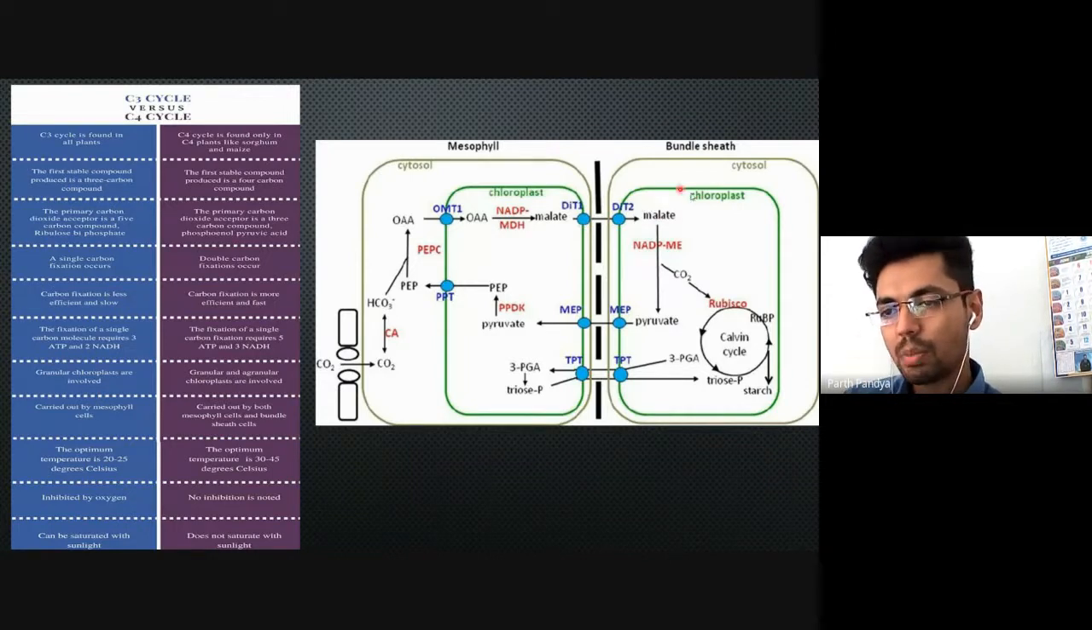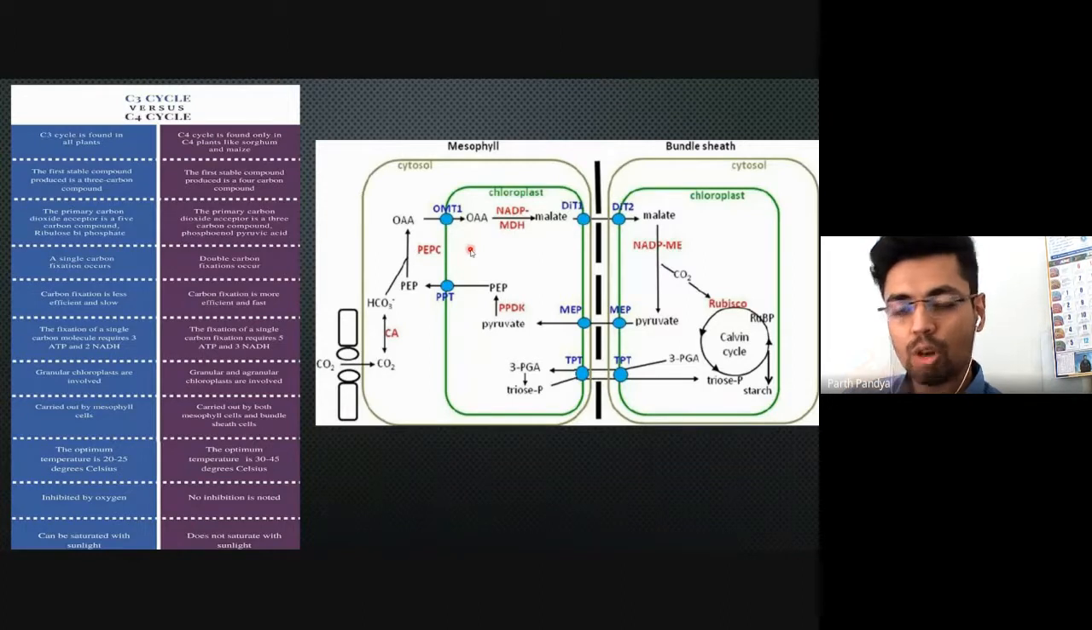Over here, this malate has two fates on the basis of ATP and NADPH. If the energy reservoir is sufficient, it can undergo the Calvin cycle. If the energy reservoir is low, it will be converted again into pyruvate. The pyruvate is transferred from the bundle sheath to the mesophyll, and phosphoenol pyruvate will be produced.